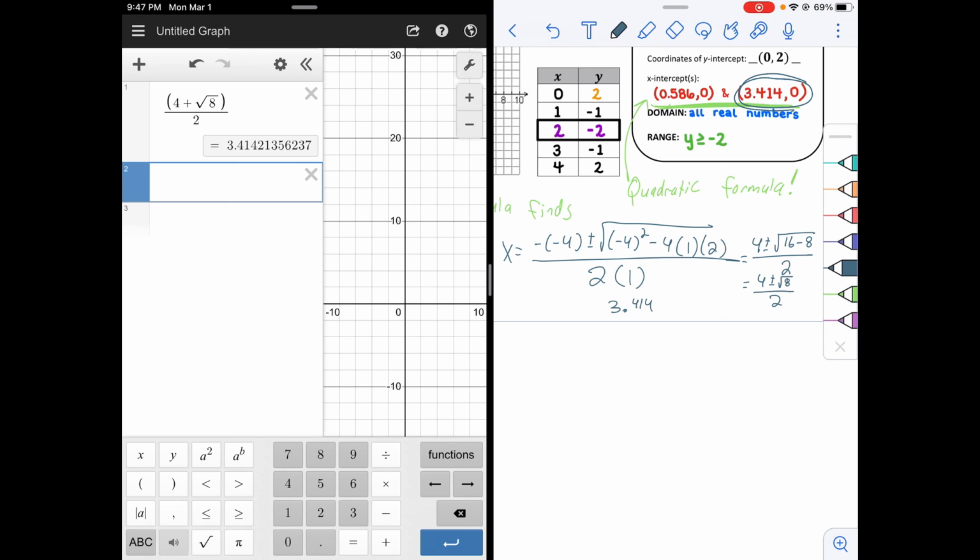The other one is 4 minus the square root of 8. Whoops, forgot to put that in parentheses. And then divided by 2, which gives us 0.586, which then is this x-intercept. So, the quadratic formula is used to find the x-intercepts of a quadratic equation.